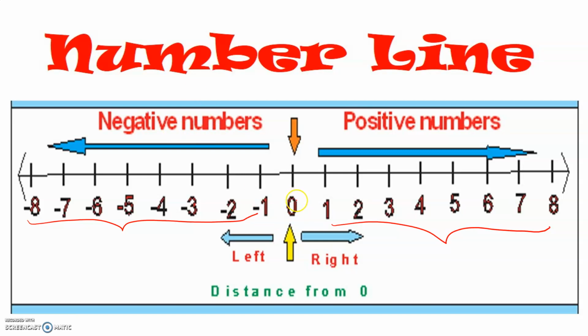0 is neither positive nor negative. It serves as the boundary between the positive integers and the negative integers. Since the number line extends on both sides, it means that we still have more integers before or after negative 8 and positive 8. It extends infinitely on both sides. So there are more integers after negative 8 and 8.